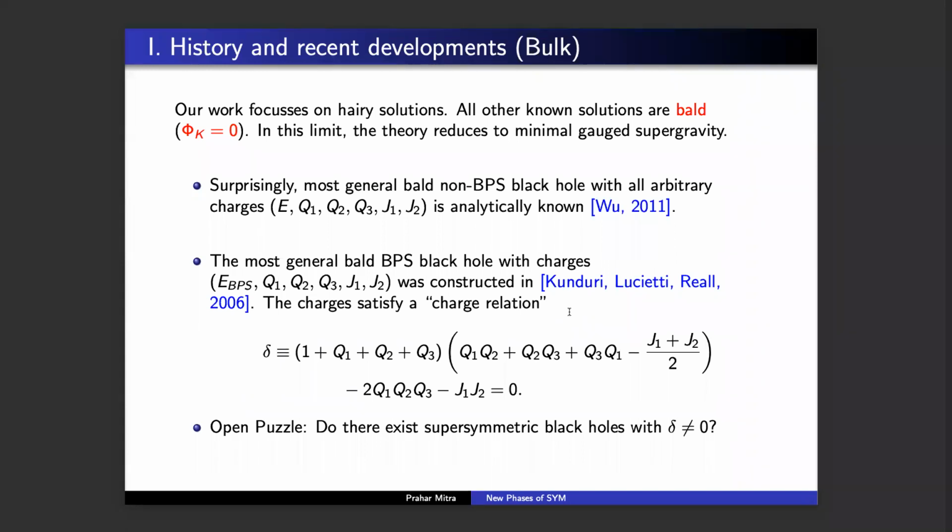Sorry, maybe I should have mentioned all of my Q's and J's are rescaled with respect to N squared, so they're in units of N squared. I'm only doing the classical solution, so all the charges I'm looking at are of order N squared anyway. Subleading corrections, which come from one-loop determinants, I'm not going to compute in any case. So I should have mentioned, my E, Q1, Q2, Q3, J1, J2 are all rescaled by N squared.